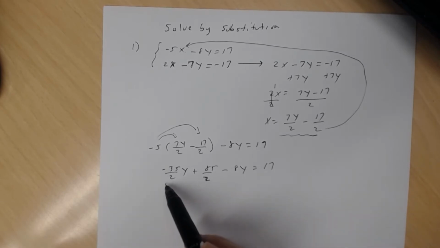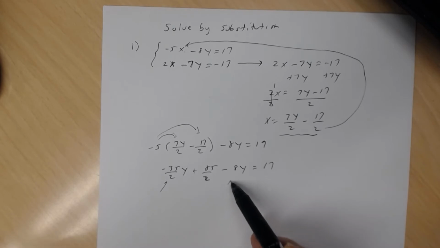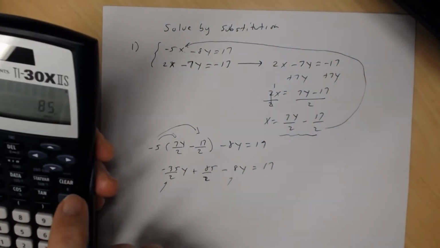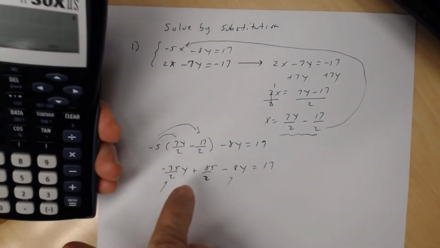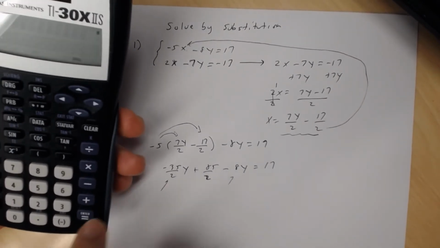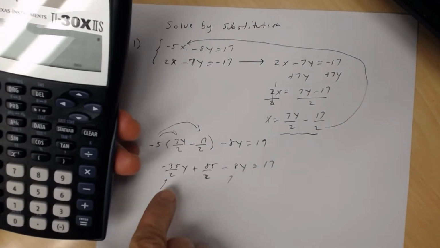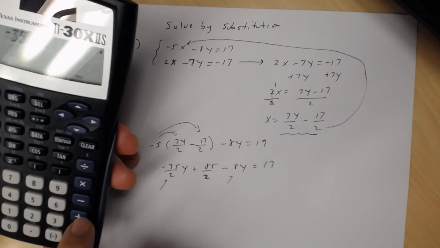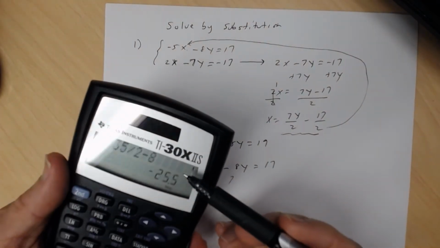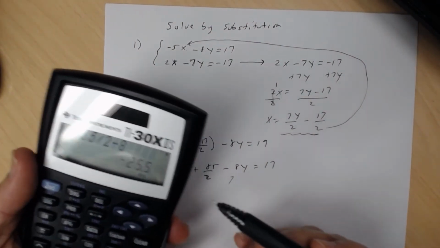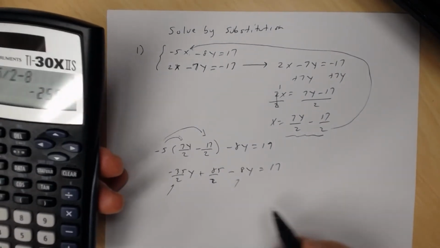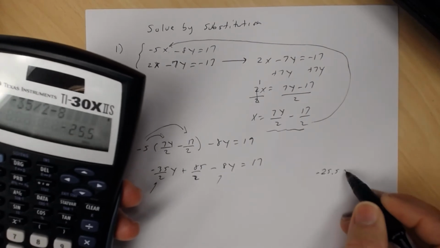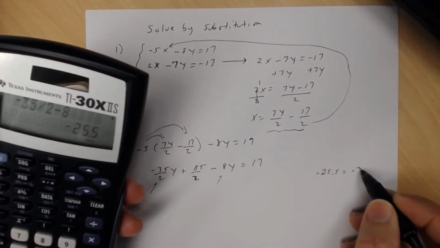All right, now let's combine like terms. Okay, so I'm looking at this term and this term. So just go ahead and use your calculator. It's a lot quicker to use your calculator. So I have -35 divided by 2, so -35 divided by 2 minus 8. And when I do that, I get this. I get -25 halves. Well, remember, -25 halves is right here. -25.5 is equal to -25 and a half.